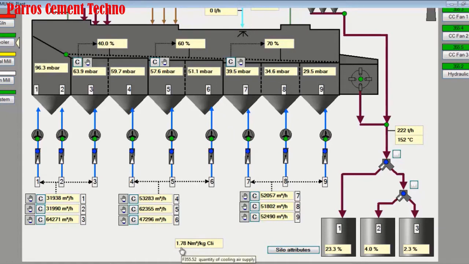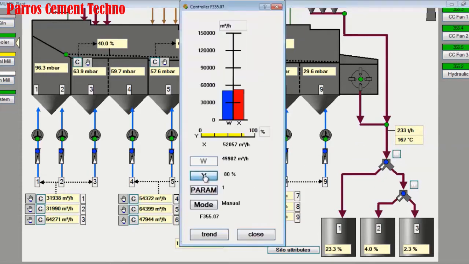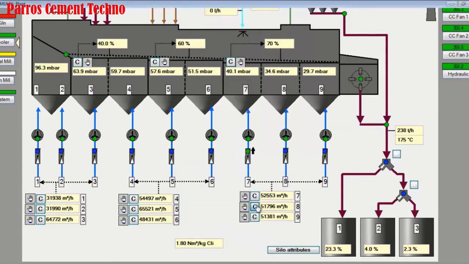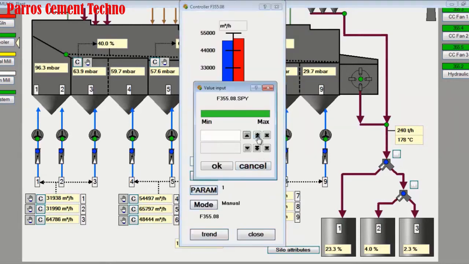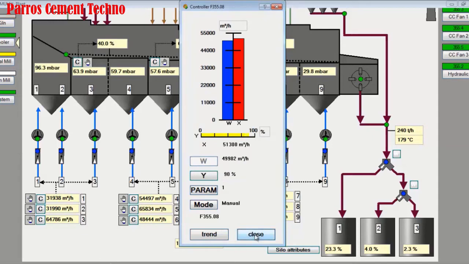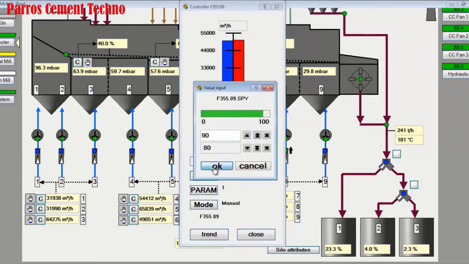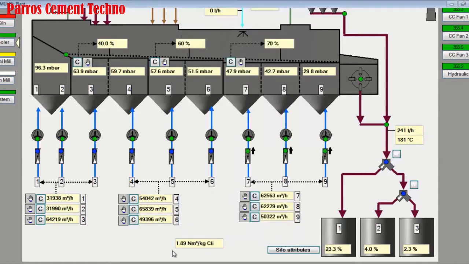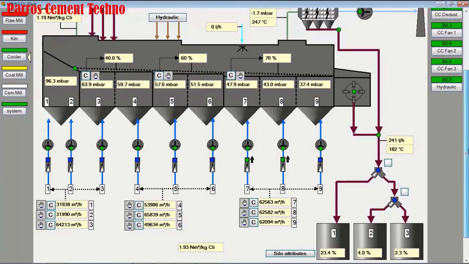Now the total use of cooling air is still 1.8, this is still not enough, we can see that the clinker temperature is still above 150 degrees Celsius. We add cooling air consumption from grate 3, each cooling fan we increase to 90% as well. The total cooling air consumption is 1.9 normal cubic meters per kilogram of clinker.